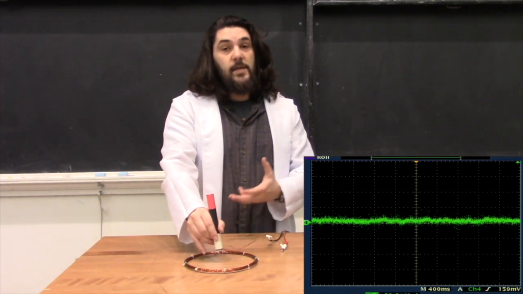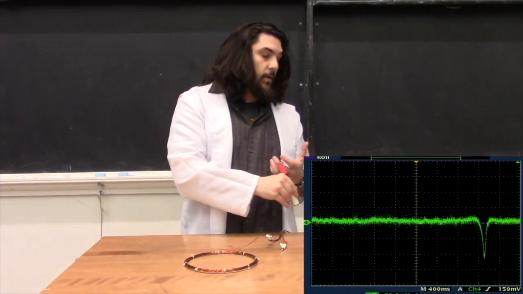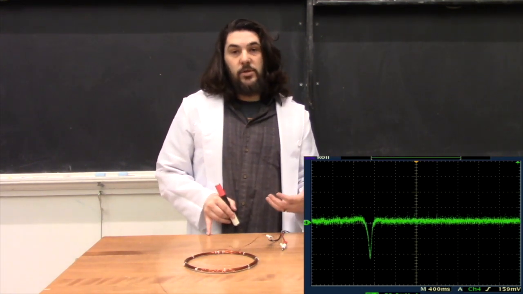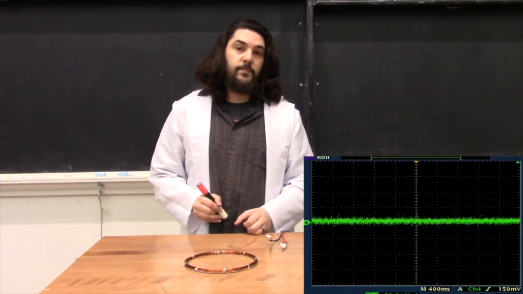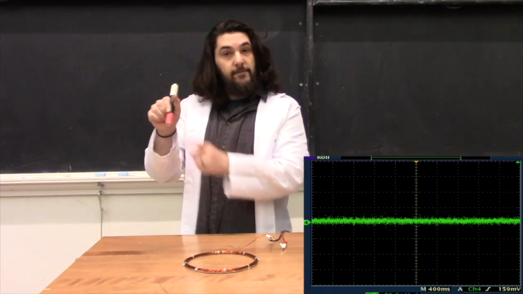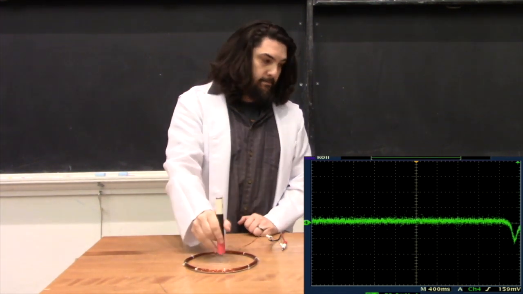If I take this out, it creates a spike in the opposite direction because the magnetic field is changing in the opposite direction. Of course, the reverse happens if I reverse the polarity of this magnet.